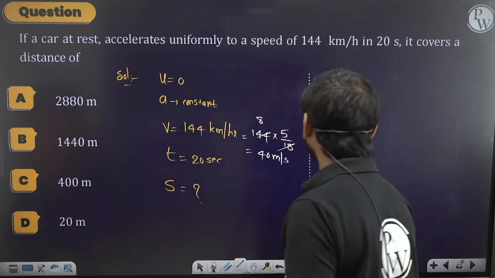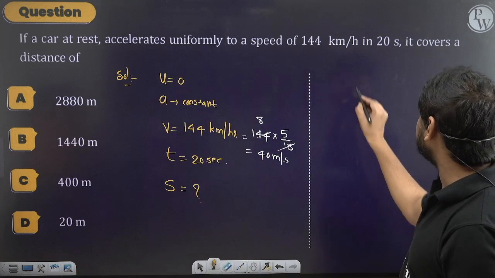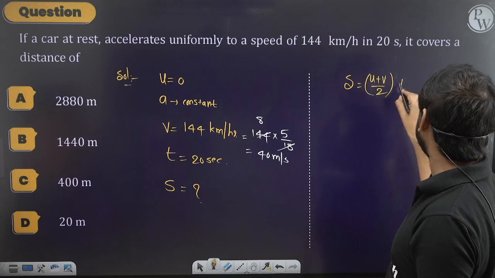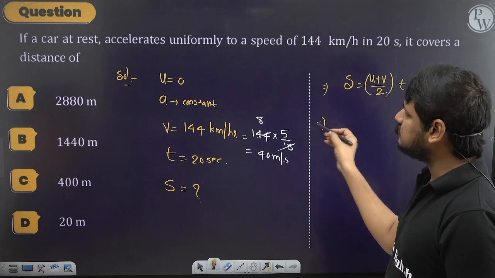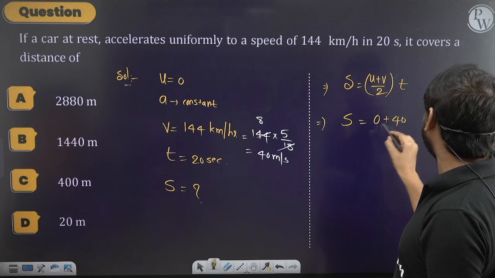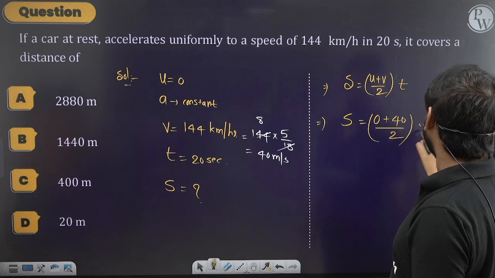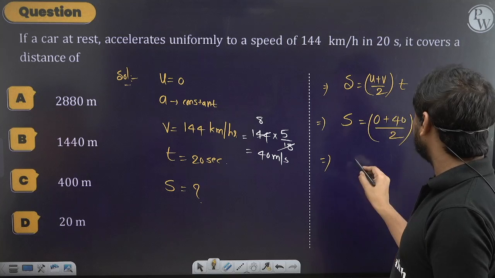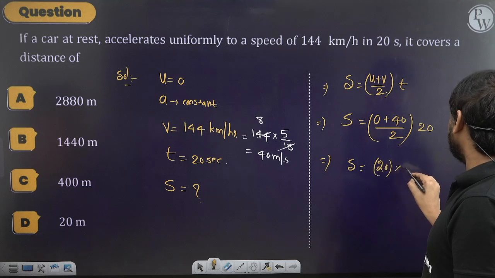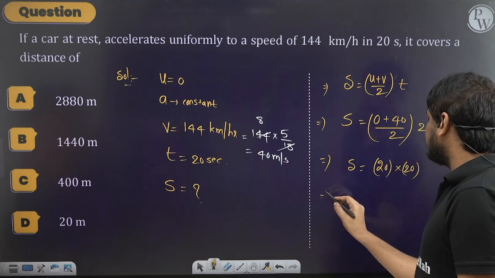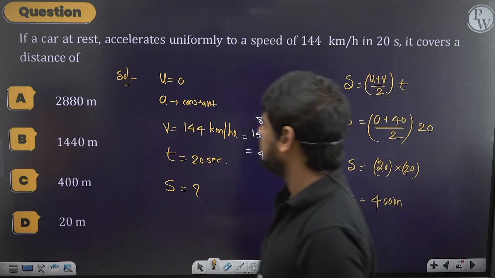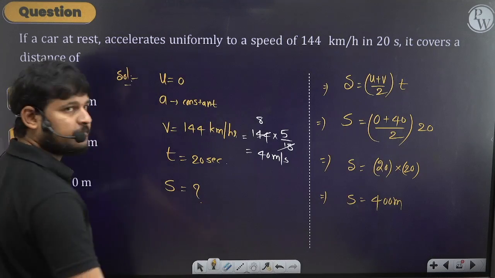Now simply substitute it in the formula. What's the formula that we know? s is equal to (u plus v) by 2 into t. From here, what is the distance covered? We have u 0, v 40, so 40 by 2, which is 20, and time 20. So s is 20 into 20, which is 400 meters. S is simply 400 meters. So option C is the correct one.